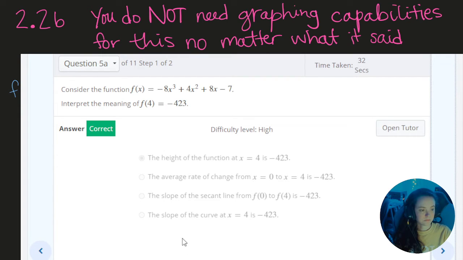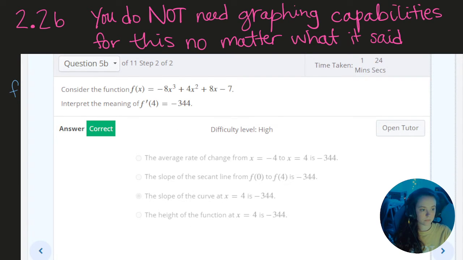Okay? Again, in this case, you don't even have to work this problem at the top. It just asks you what the meaning of this is, and it would just be the height of the function. It wouldn't be rate of change or slope because, again, there's no prime symbol there. This one right here, we have our prime symbol, so that means we have to look at our wordings again. So it's not going to be the height of the function, because we just said that f of 4 is the height of the function.